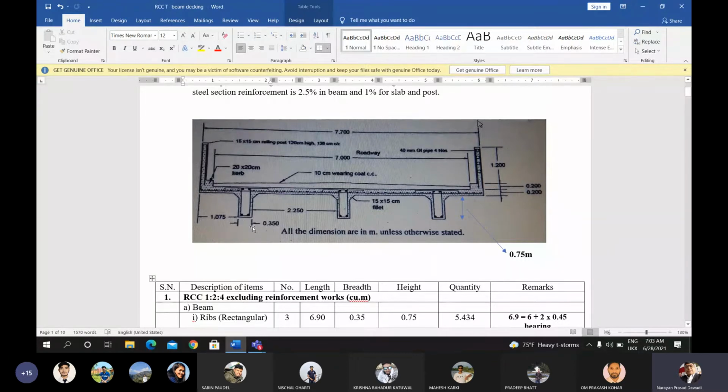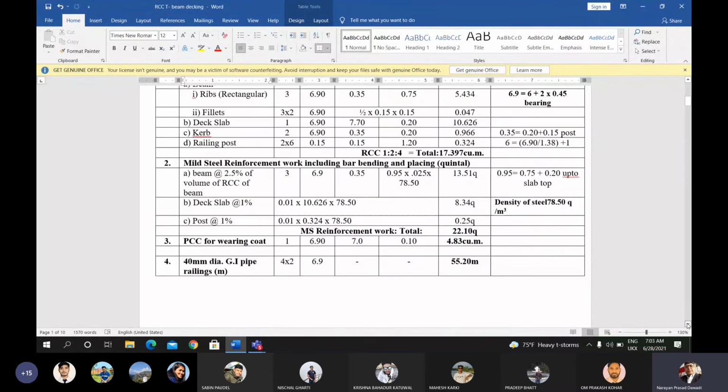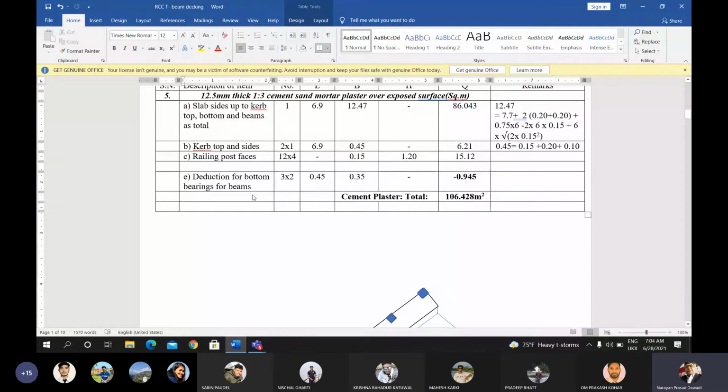The width is 0.35. The length of the beam will be the bearing length, that is 0.45 only. That is deducted here. Deducted for the bearing portion. Deduction for the beam bearing portion.